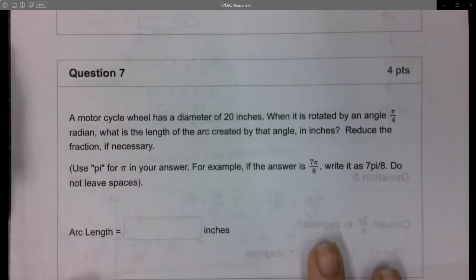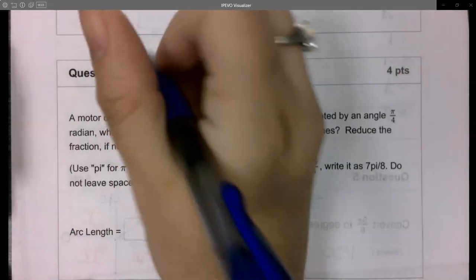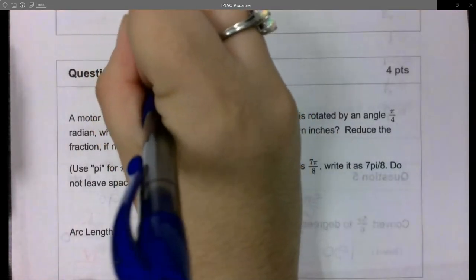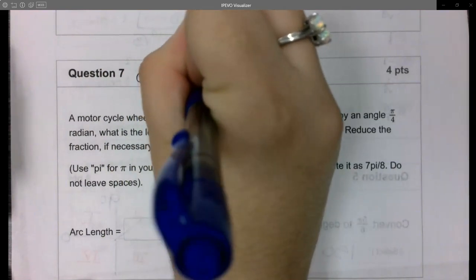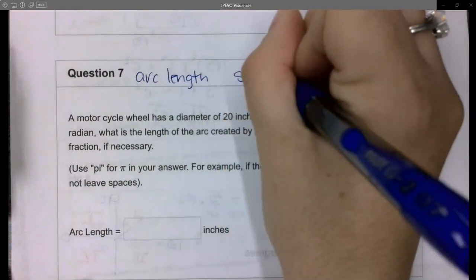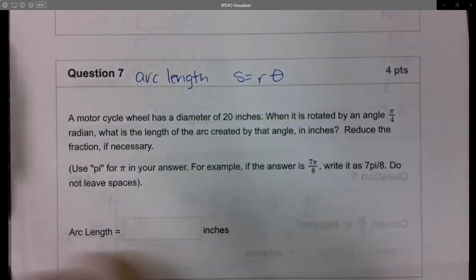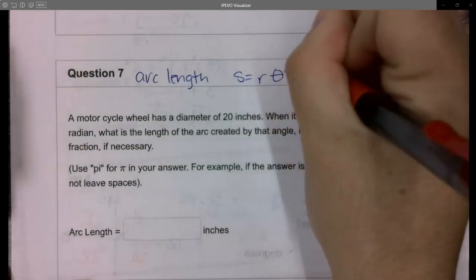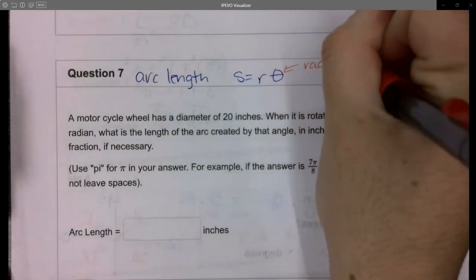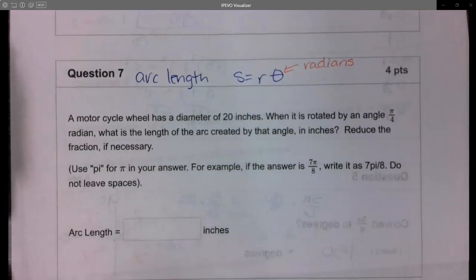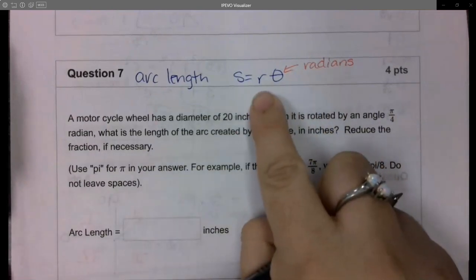Number 7 tells me a motorcycle wheel has a diameter of 20 inches. When rotated by an angle pi fourths radian, what length of the arc is created by the angle in inches? Reduce the fraction if necessary, and use the word pi in my answer. So this one is arc length, and I want to use s equals r theta, where theta is in radians. r, remember, stands for my radius.